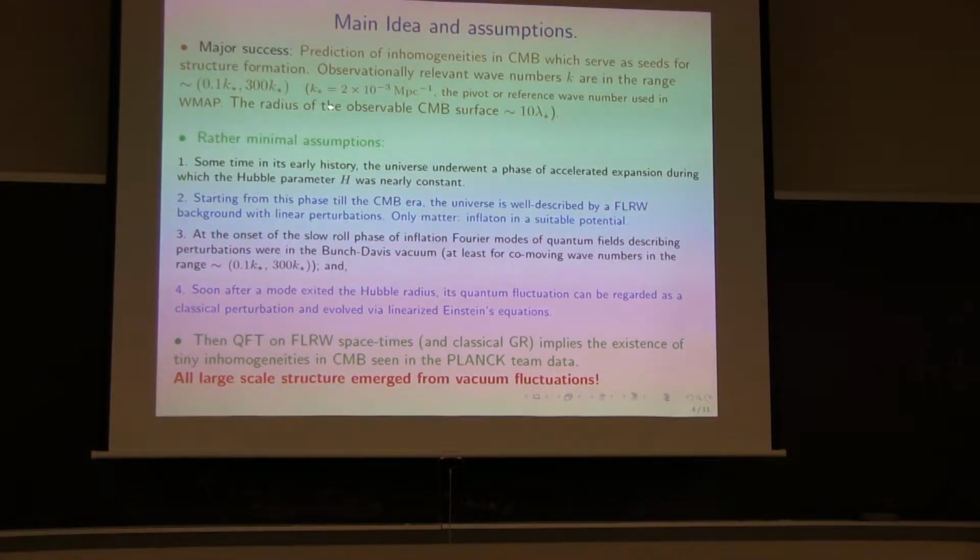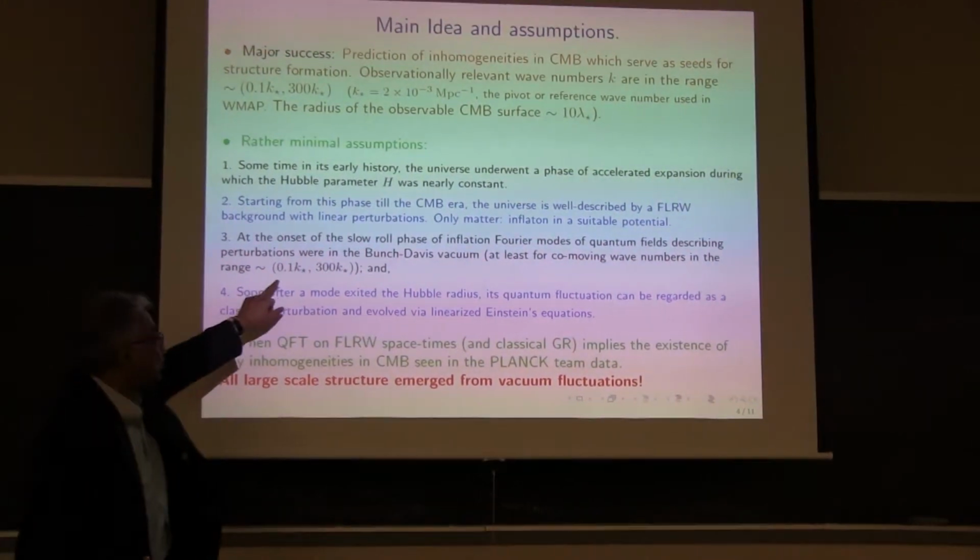So lambda star is the radius of the observable cosmic microwave background. Therefore, if I take the wave number, it is about 0.1 K star.